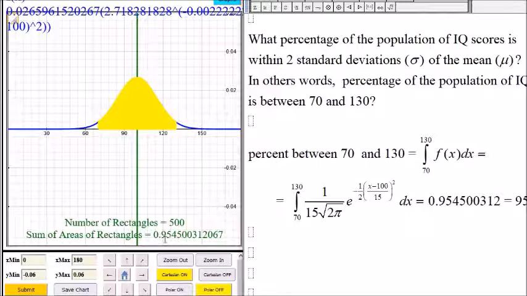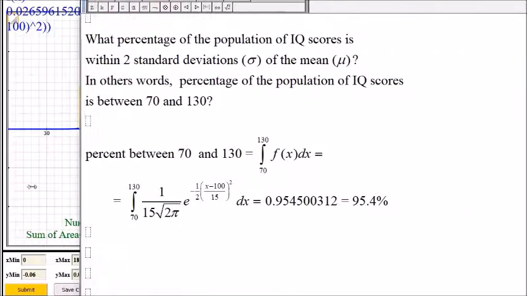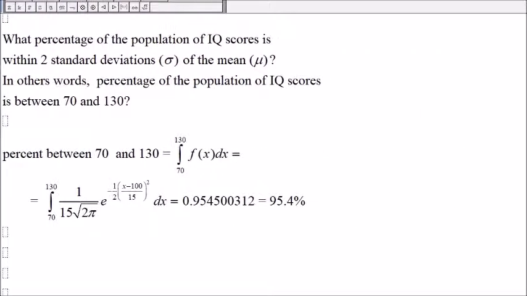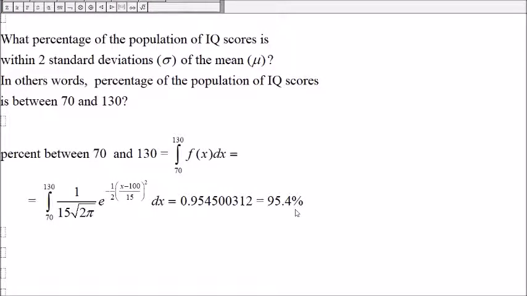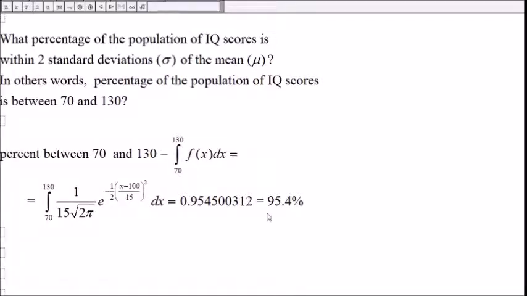And so this area is 0.9545. Writing it as a percentage, we have 95.4%. What it means is that for a population like the United States, the percentage of people with IQ scores between 70 and 130 would be 95.4%.